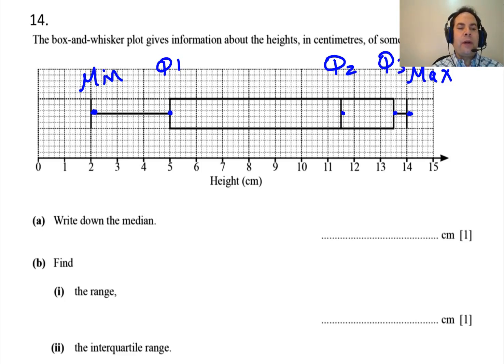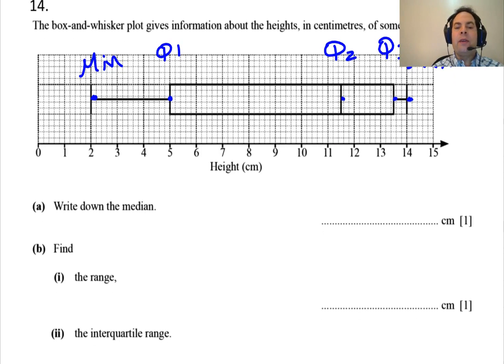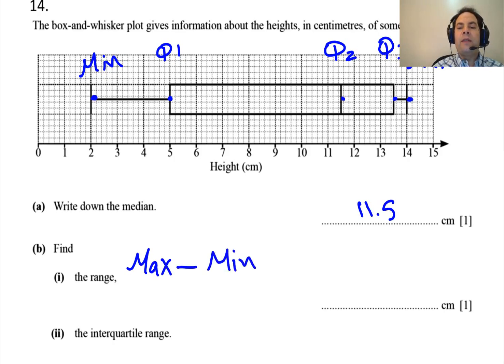By looking at part A, write down the median. The median is Q2, which is 11.5. Find the range. The range is the maximum value minus the minimum value. The maximum value is 14. The minimum value is 2, so the final answer is 12.